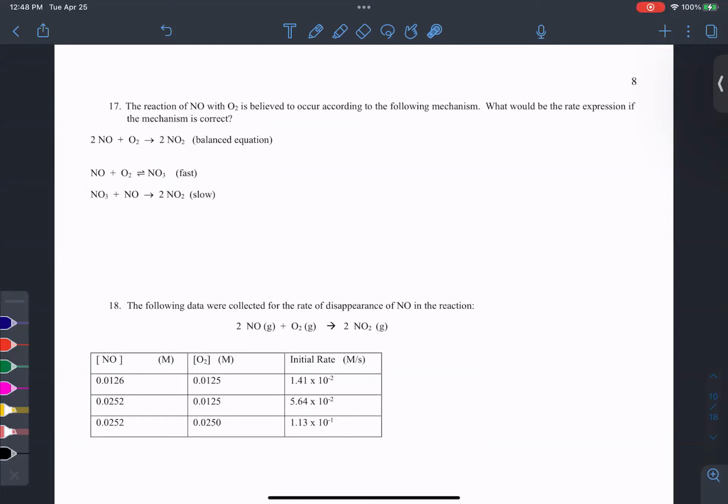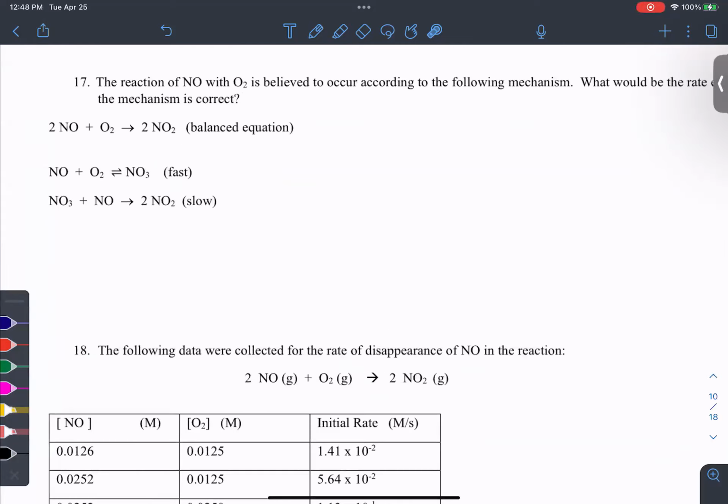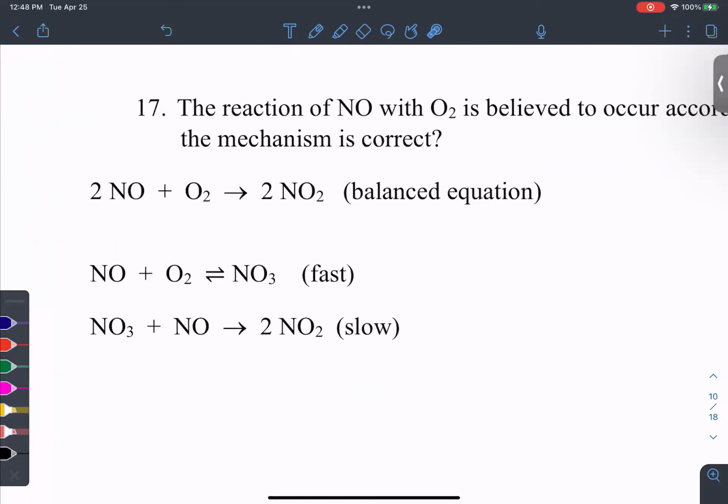So the reaction order of NO with O2 is believed to occur with the following mechanism. What would the rate expression be if the mechanism is correct? All right, so rate laws are based upon observations, on data, not on balanced equations. So you might look at this balanced equation and think, oh, it's second order in NO, first order in O2, because that's what the coefficients say. That's not quite true. We need to actually look at what are the elementary steps that make up this reaction. It may or may not include O2 at all.